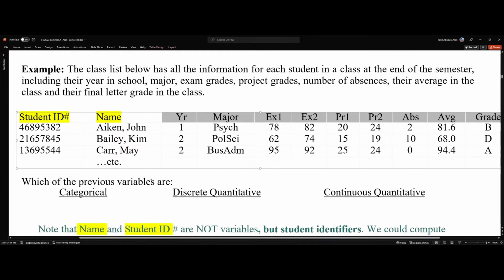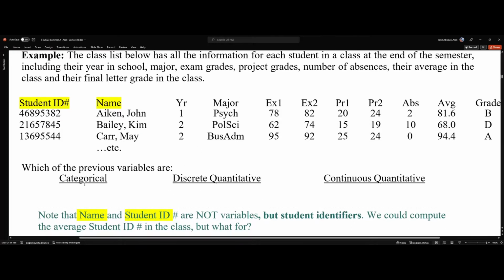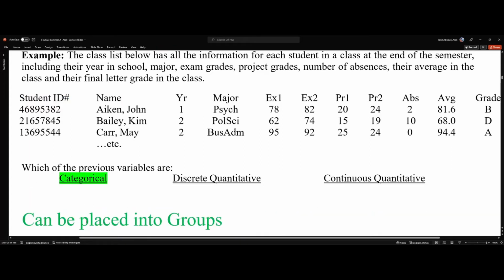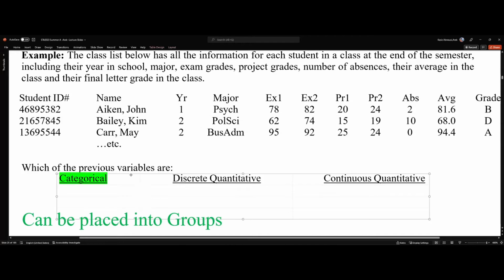Now I want to categorize. So as I said, these two are not variables, they're student identifiers. So let's start with the categorical. Which one do you think out of these variables can be placed in the categorical? You can pause the video and do it by yourself, and I will answer after. If you pause and solve right now, I will place them.